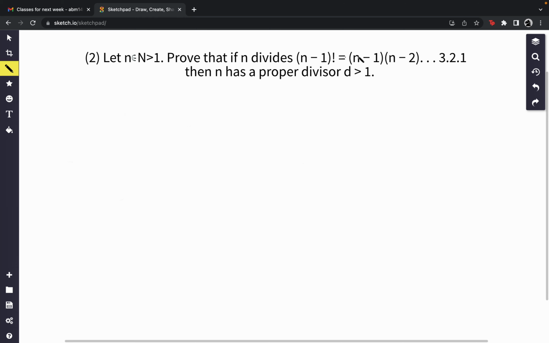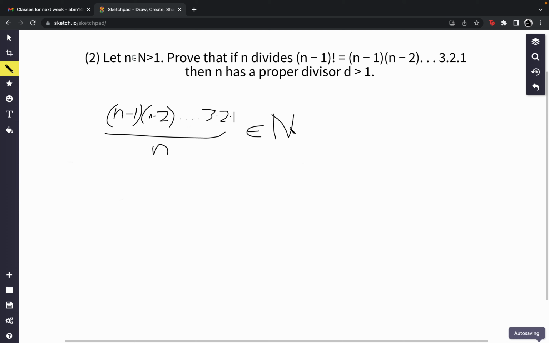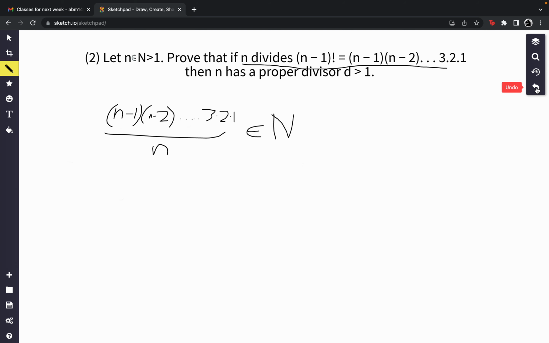So n needs to divide this stuff, which means we have n minus 1 times n minus 2 ... 3 times 2 times 1 divided by n, and this is going to be a natural number. Now, that's what it means for n to divide these things. So that's just me translating this phrase right here.